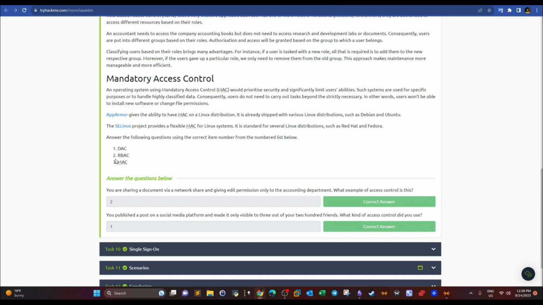Role-based access control is based on job description, or what you need to do to accomplish your job. Based on your job, the permissions and level of access are assigned. And mandatory access control is the strictest level of access control. It's common in military organizations, where it is there to maintain confidentiality of highly classified data.